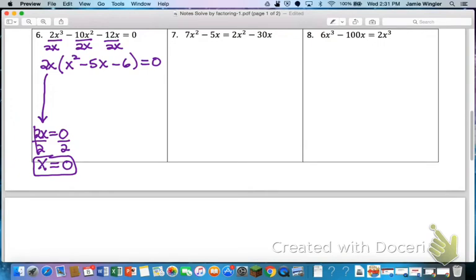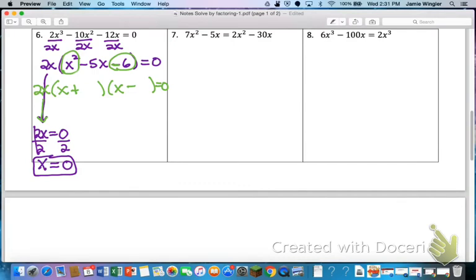And remember, when we factor, we look at the first term and the last term. The last term's negative, so when we factor, our signs are going to be different. This 2x is still on the outside, but I already told you what we do with that, so I'm not going to do anything with it from here on out.